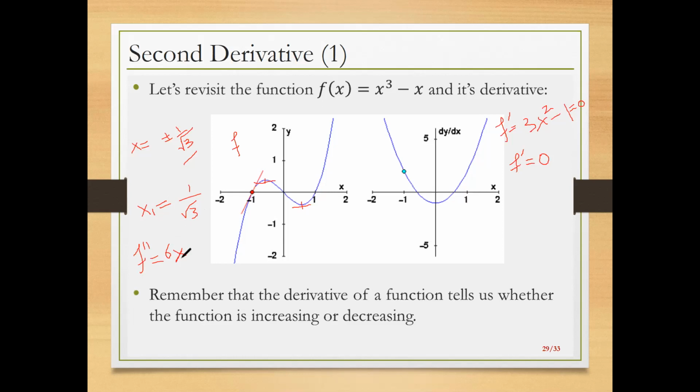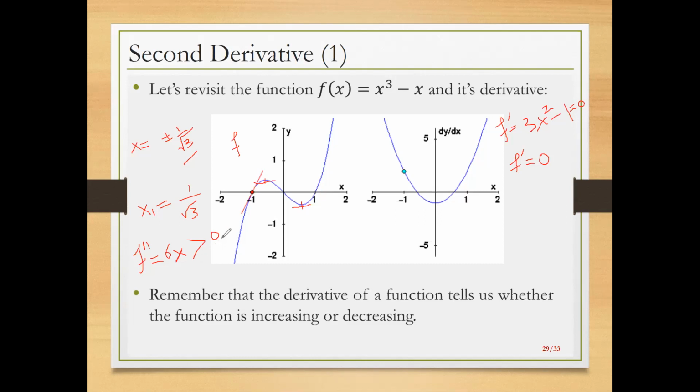Okay, so if I put x1 in place of x, it will give me 6 divided by square root of 3, which is greater than 0. It's positive, right? And therefore, what does the second derivative tell us? This was a question. The second derivative essentially measures how instantaneously the rate of the first derivative changes. So it shows the instantaneous rate of change of the first derivative.